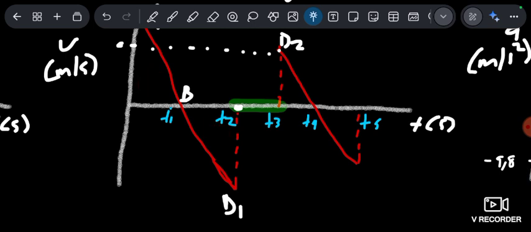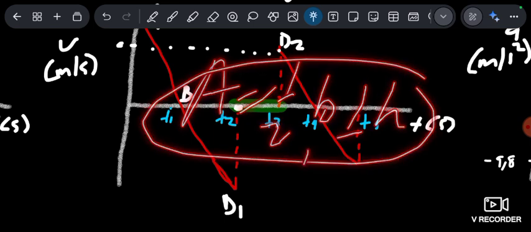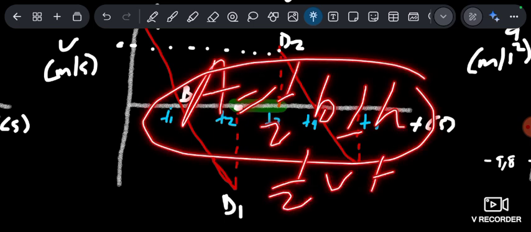And what is area for a velocity-time graph? It is displacement. But we use the area of a triangle so that we don't get it wrong in an exam, because they want it like this. And we know we said it's 1/2 VT.